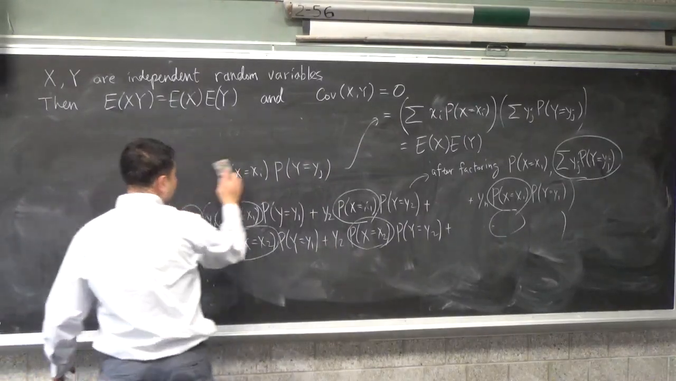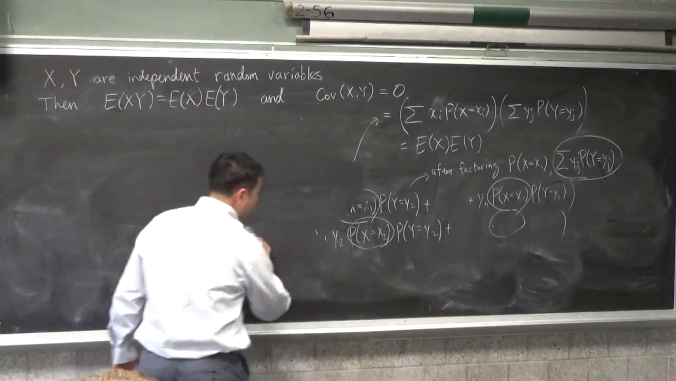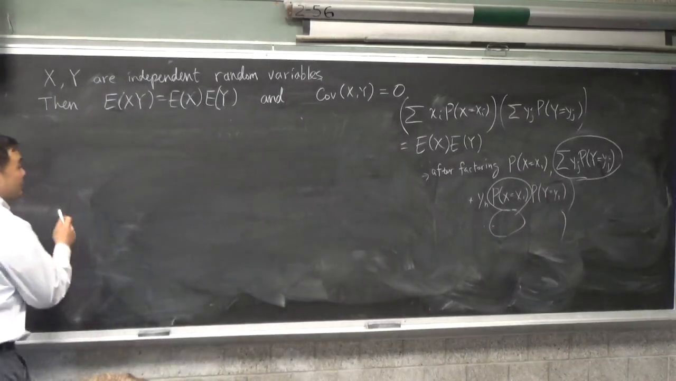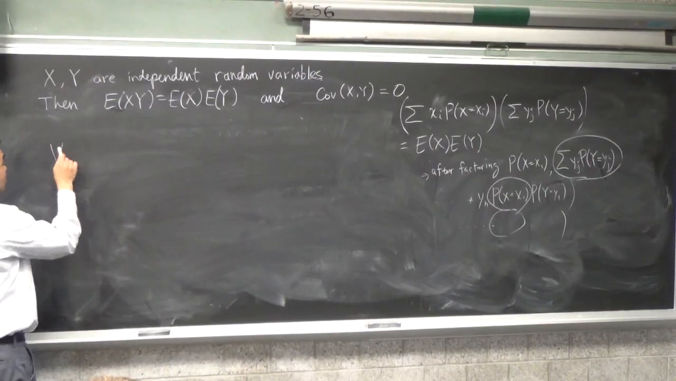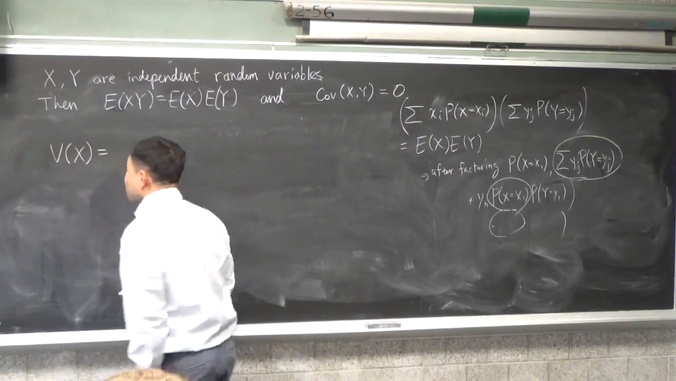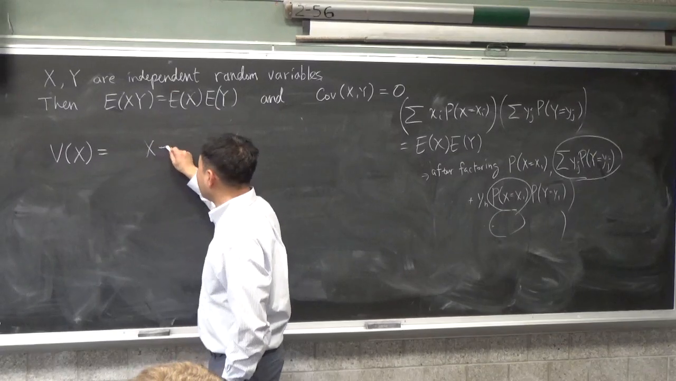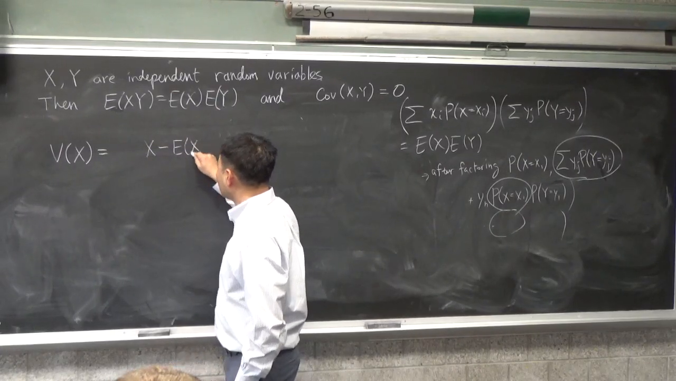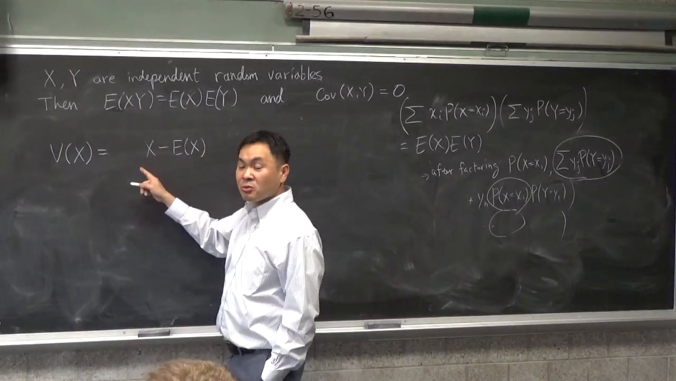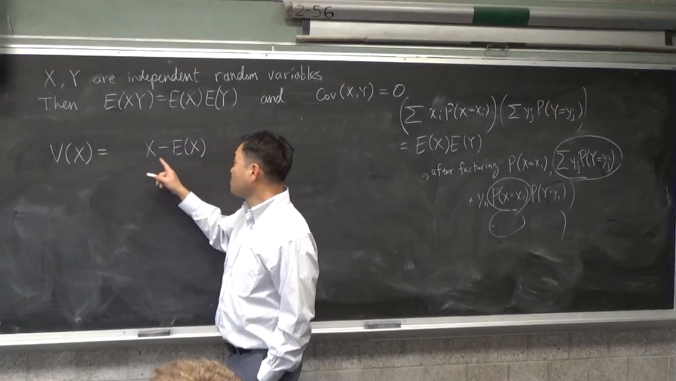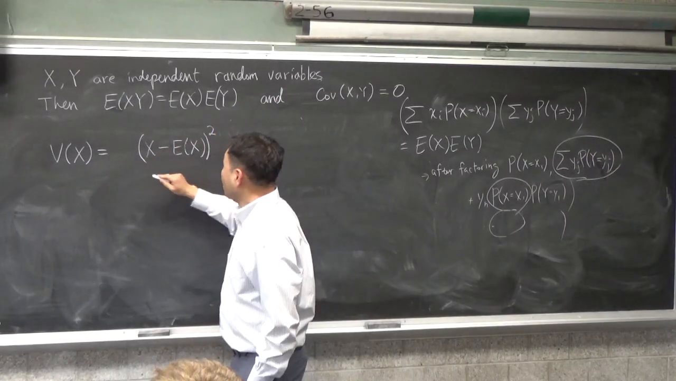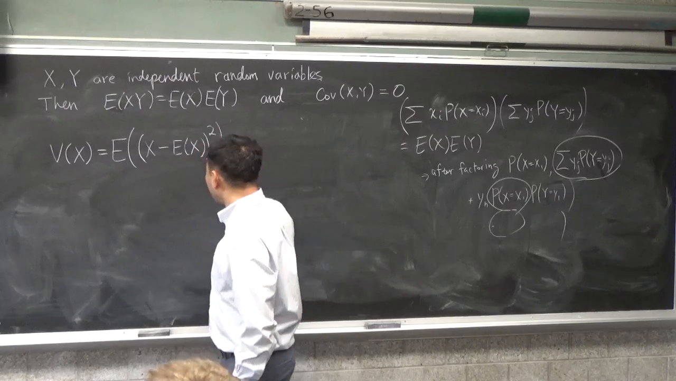Now, let me prove the second thing, but I haven't defined what covariance is. So let me remind you what variance is. What is variance? Well, variance measures how far each data point is from the average, right? We take this difference, but if you have pluses and minuses, the averages will just cancel out. To make everything positive, you square this, and you take the average of these quantities.